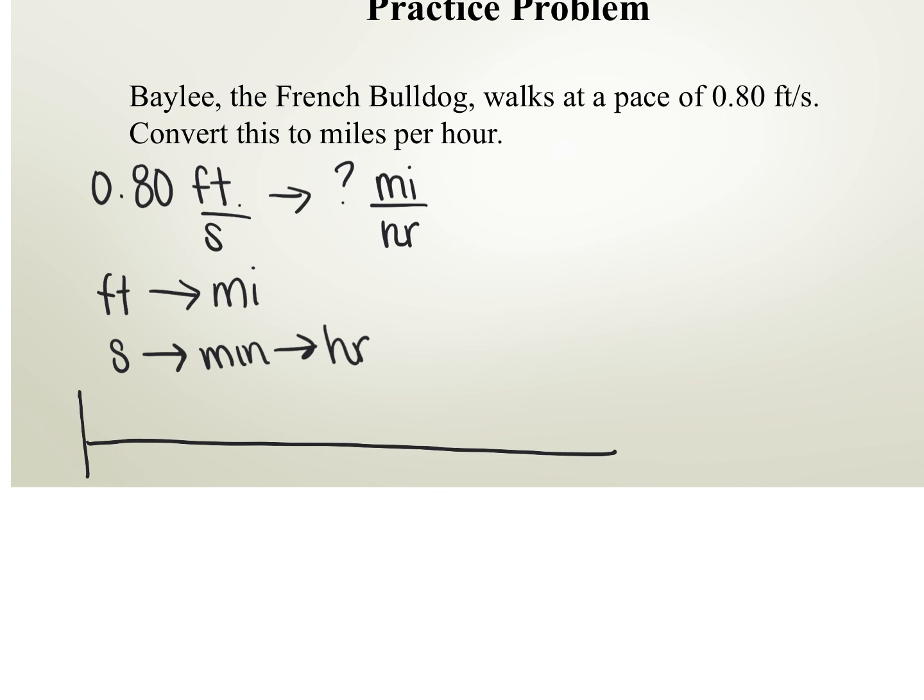Okay, so now we're going to start. What goes in your very first box? You got to have that 0.80 feet. What's going to go in the bottom box? This time you have 2 units. Your feet per second, so you need to be feet per second down here. So you got to have a unit down here. We're going to worry about distance first. So we're going to go from feet to miles. How many feet are in a mile? 5280 feet for every 1 mile.